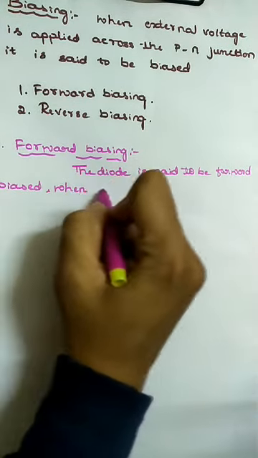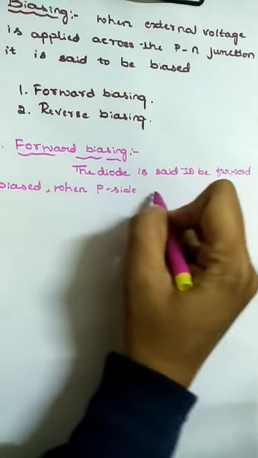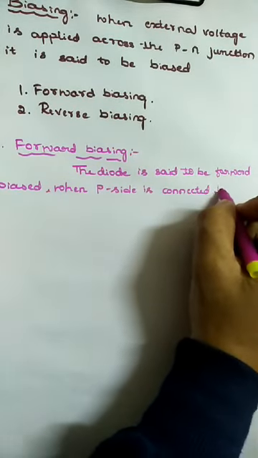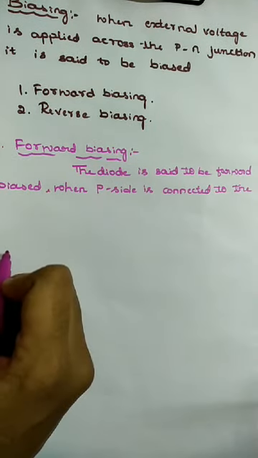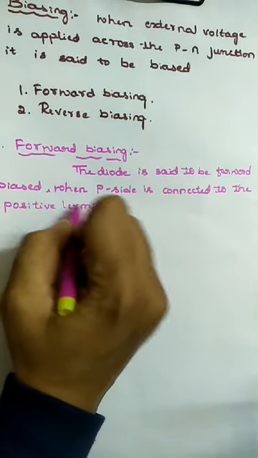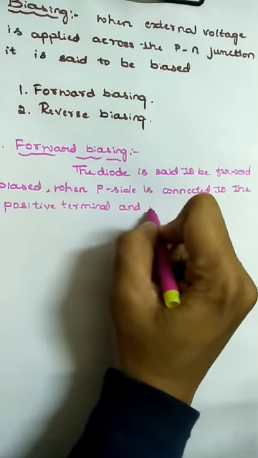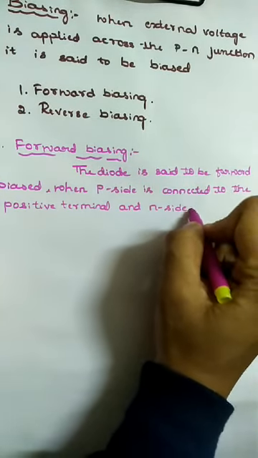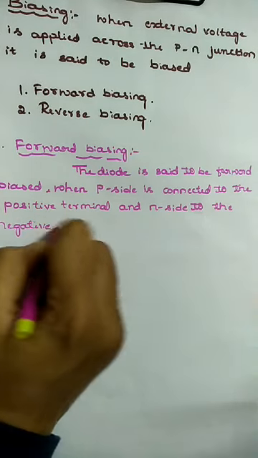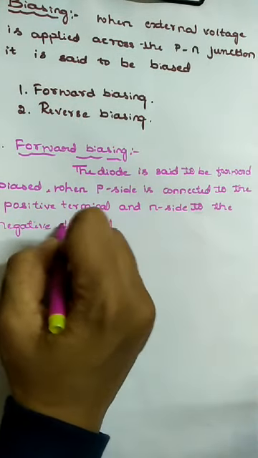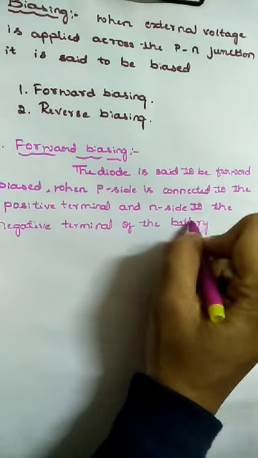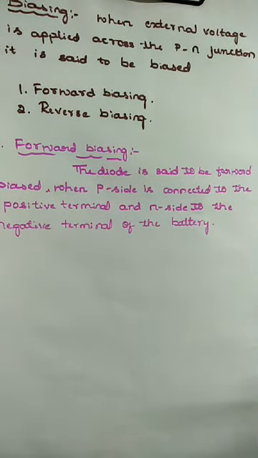The diode is said to be forward biased when P side is connected to the positive terminal and N side to the negative terminal of the battery. Okay. What is forward biasing here?